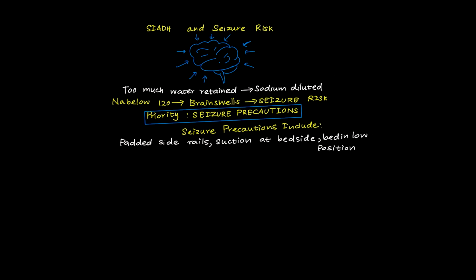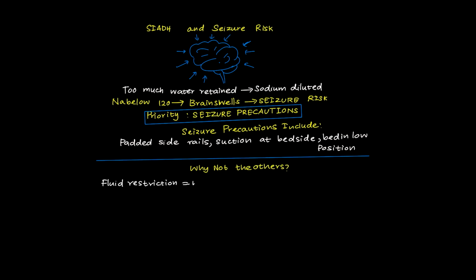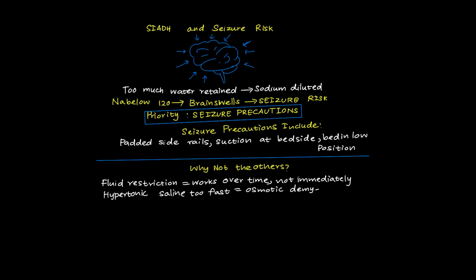Fluid restriction treats the underlying SIAD, but it works over time, not instantly. Hypertonic saline can raise sodium, but if given too fast, it causes osmotic demyelination syndrome. You trade one brain injury for another. Encouraging oral sodium: way too slow and way too mild for a critically low level.